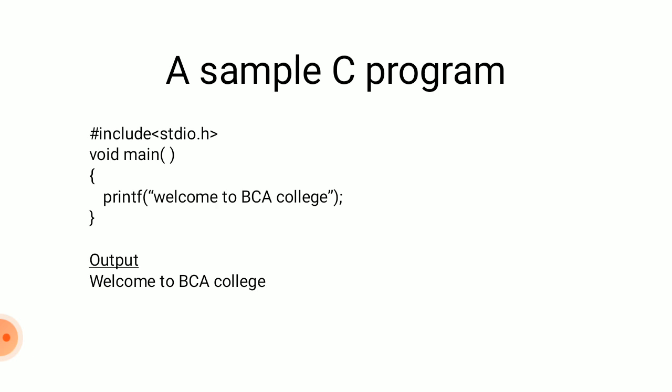In the body of the program, here I have written only one statement, that is welcome to BCA college. How can I print this? Here I have used printf. Printf in a C program is the output function, which we use to print the output or a result, to print the data or to print a statement, to print something. We use a printf statement.